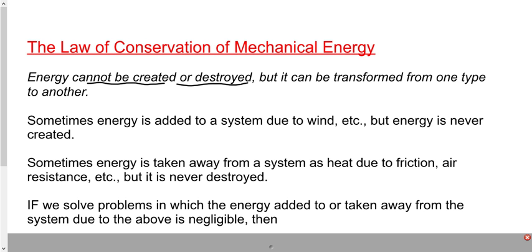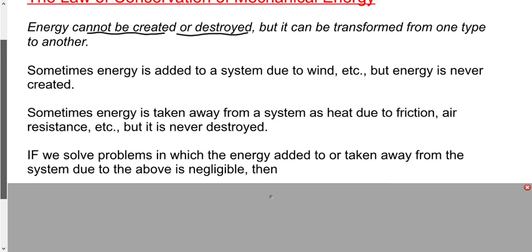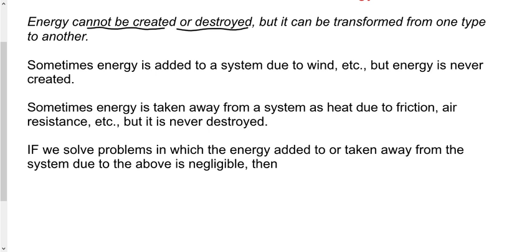If we solve problems, which we're going to do, with a negligible amount of energy added or taken away from the system, like there's no wind, there's no friction, there's nothing to take energy away from the system or to add energy to the system, or at least so small that it doesn't matter, then all we're going to do every single time is say EI equals EF. That's exactly what we did in the example that I showed you a minute ago. It's exactly what turned into VF squared is equal to VI squared plus 2AD.